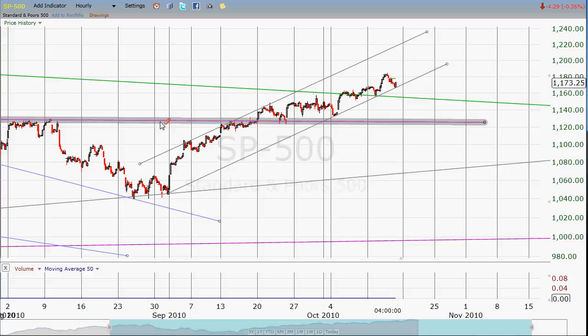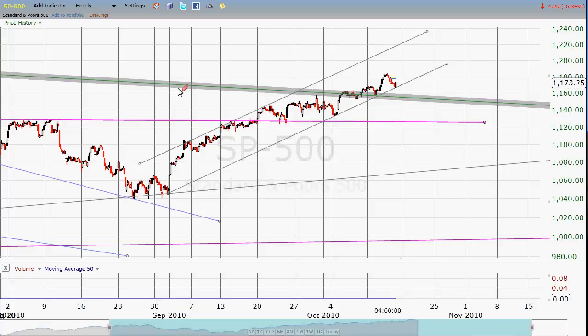So this is the neckline from the small inverse head and shoulders. The green line is the bear trend resistance line that's drawn over the top of the bull market from October of 2007 and the highs of April 2010. We are significantly over that line, and that is of technical significance. I don't think there's any question about that.